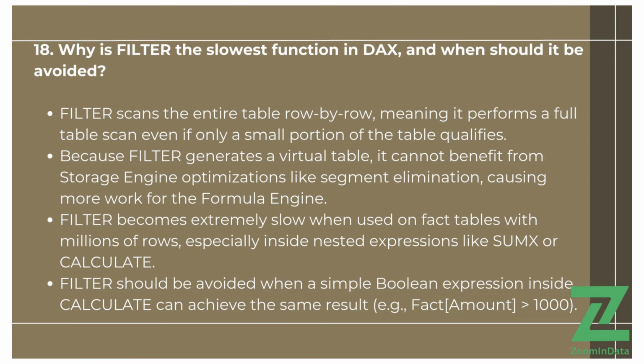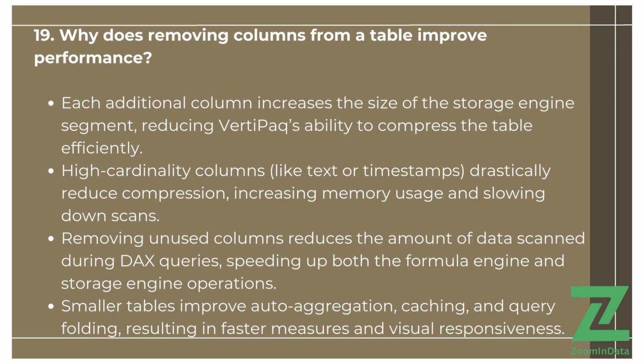19th question. Why does removing columns from a table improve performance? Each additional column increases the size of the storage engine segment, reducing VertiPaq's ability to compress the table efficiently. High cardinality columns, such as text or timestamps, drastically reduce compression, increasing memory usage and slowing down scans.